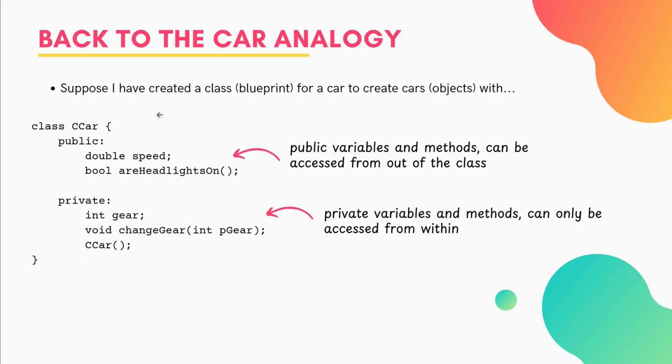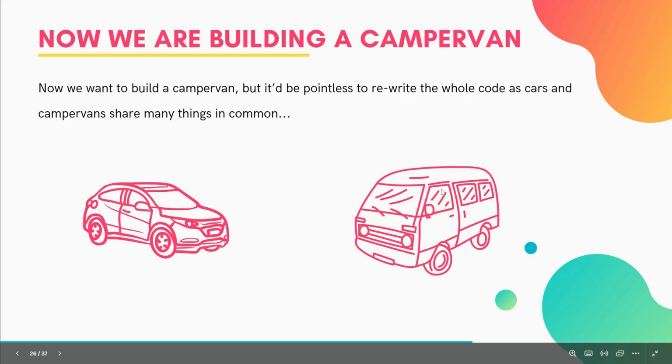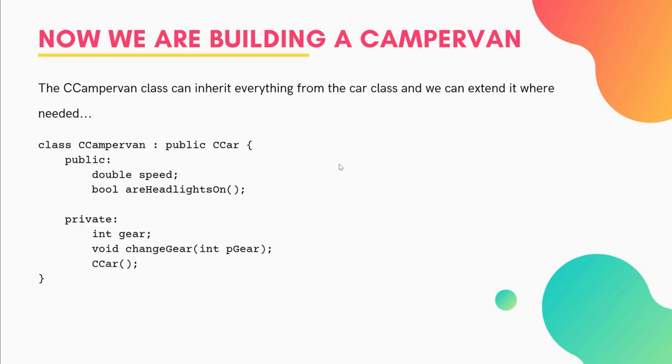But what if we wanted to create something that was similar to a car and had lots of similarities to a car, but wasn't quite a car? So say, for instance, we want to build a camper van. It'd be pointless to rewrite the whole thing from scratch, because we've written the car class, and actually a camper van has a lot of similarities to a car. It's got 4 wheels, it's got headlights, it's got an engine, it's got a throttle. Now, a car doesn't have a bed, it doesn't have a cooker in it, but they do share a lot of things in common. So we want to avoid rewriting things where we've already written them, and then just extend the functionality for the camper van.